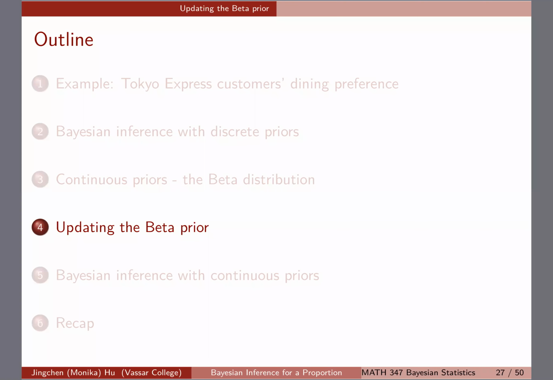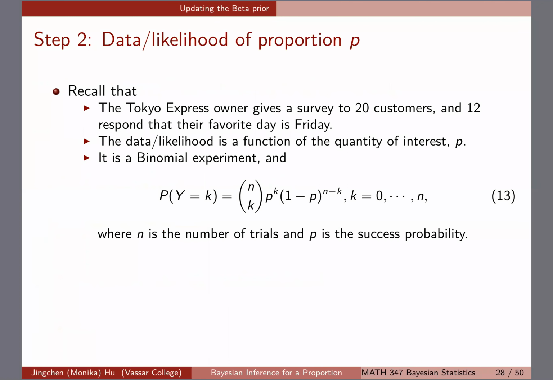Right? So here is updating the beta prior. And recall that our data is 12 successes out of 20 experiments. The likelihood and the data is a function of the quantity of interest, okay? We saw that last time. Here we're seeing this again: because it's a binomial experiment, we can write out the PMF for the binomial.